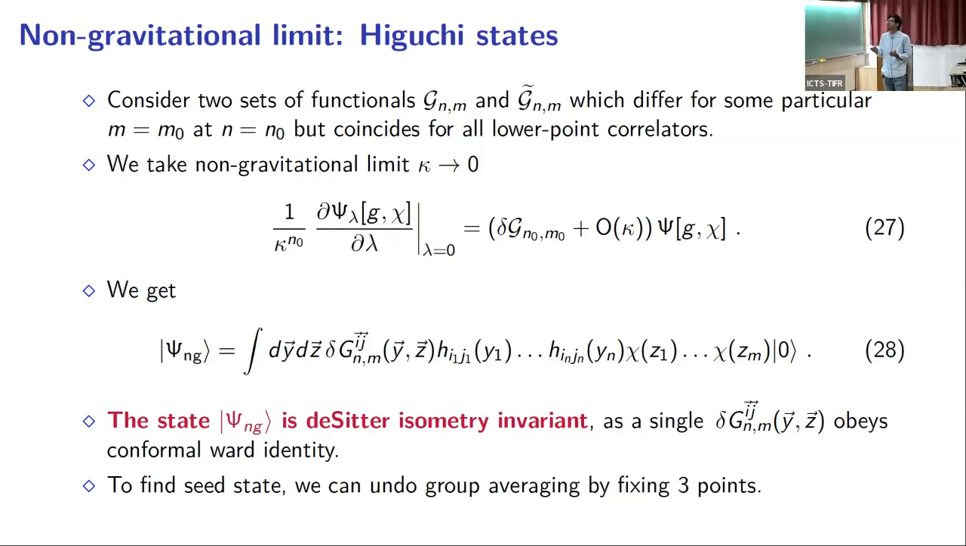We get a very simple form here, and this is de Sitter isometry invariant because this delta G obeys these conformal Ward identities. We can also go back to the seed state, though we don't need to, by undoing this group averaging by fixing 3 points here.